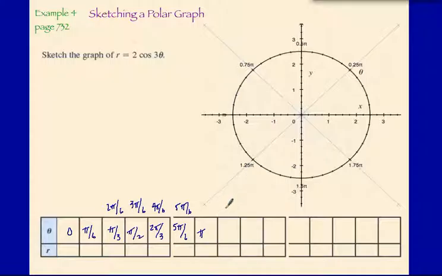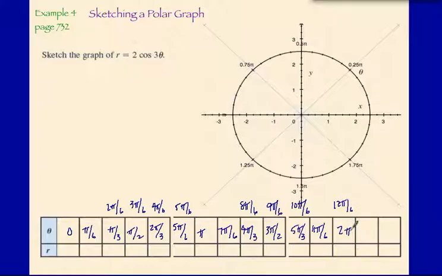Then we're going to have 7 pi over 6. We're going to have 8 pi over 6. Again, I'm just keeping it in pi over 6's, and then reducing, so you can see that's 4 pi over 3. 9 pi over 6 is 3 pi over 2. 10 pi over 6 is going to be 5 pi over 3. 11 pi over 6 does not reduce. And then 12 pi over 6 is 2 pi.